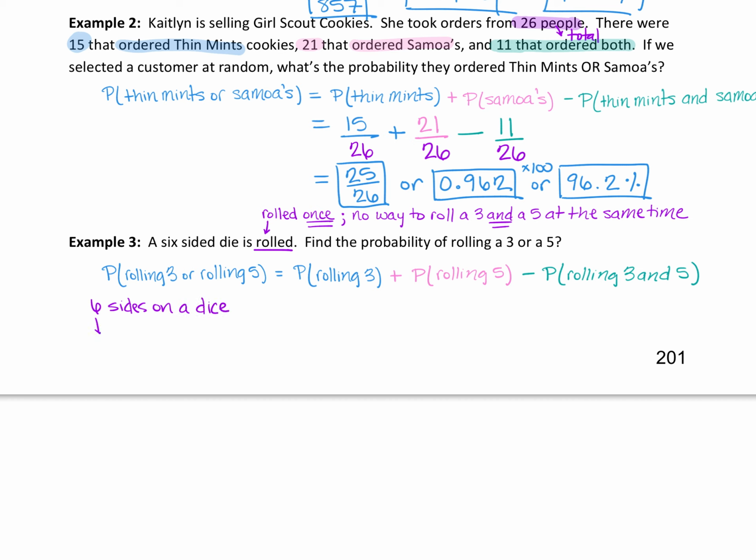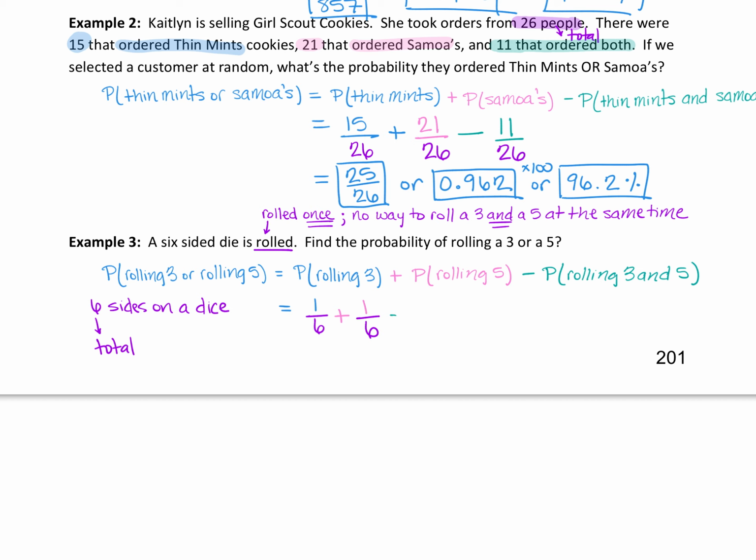And so the 6 is the total that we are going to use for the denominator. And there's only one number 3. So the probability of rolling a 3 is 1 out of 6. And then we're going to add that to the probability of rolling a 5. And there's only one 5 on a die, so that can only happen 1 out of 6 times.